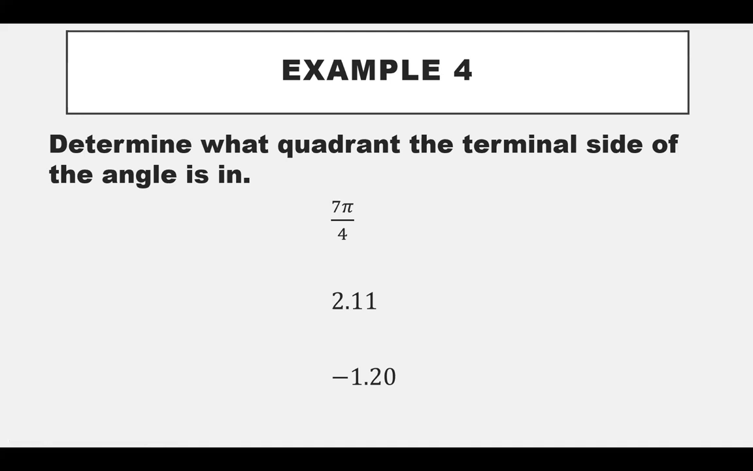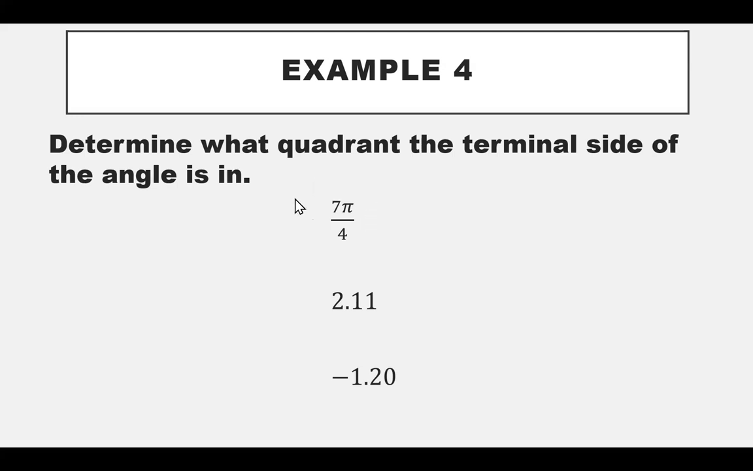One way we can use these quadrant angles is to figure out where the terminal side of our angle is going to be. So let's start with radian measurements. That's actually a little bit harder. Let's say we have the radian measurement of 7 pi over 4, and we have the radian measurement of 2.11 and the radian measurement of negative 1.20. And I want to figure out which quadrant these are in.